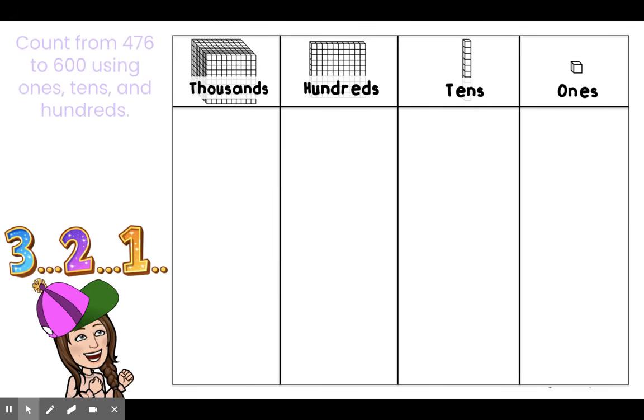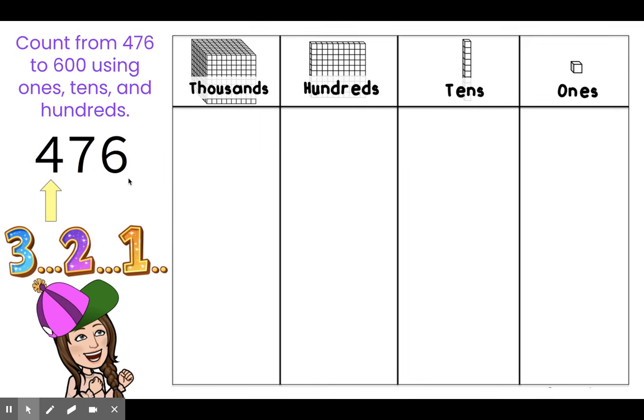Let's try a new one. Count from 476 to 600 using ones, tens, and hundreds. Remember, when we use all of those, we are more efficient or faster. Let's look at this number, 476.